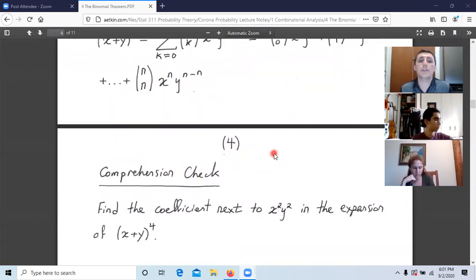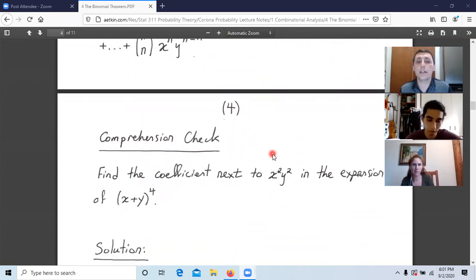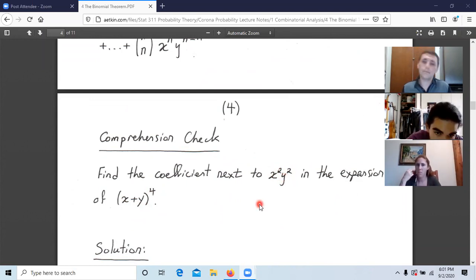So let's just be sure. Let's have a comprehension check, guys. Your goal here is (x plus y) to the 4. I want you to tell me what is the coefficient next to x squared y squared. Just calculate it and let me know what that coefficient is. You can type the answer simplified in the comment.